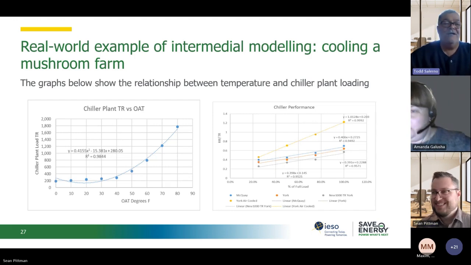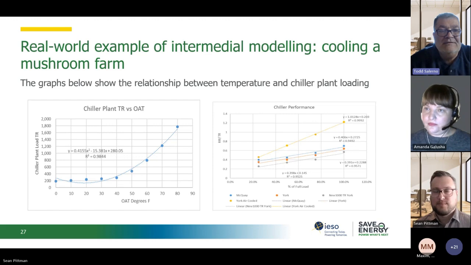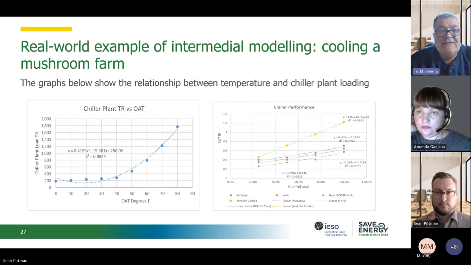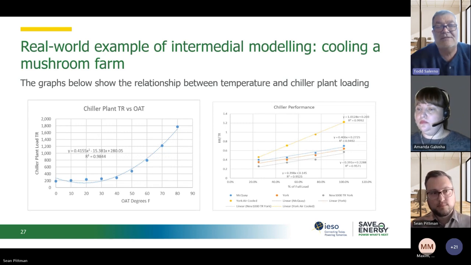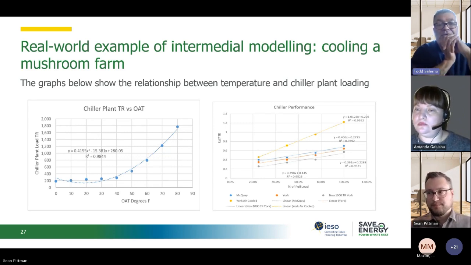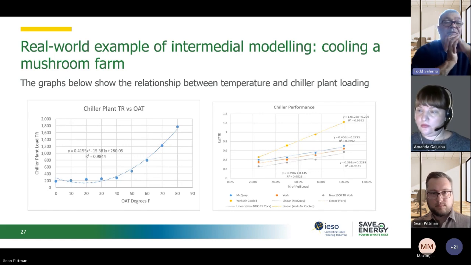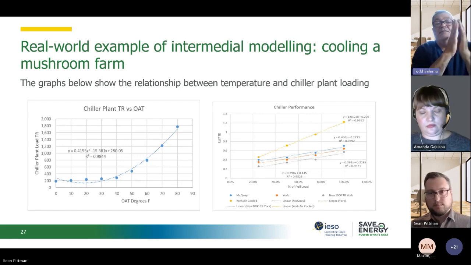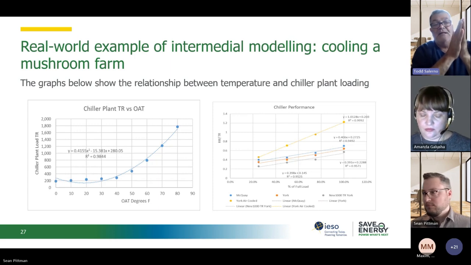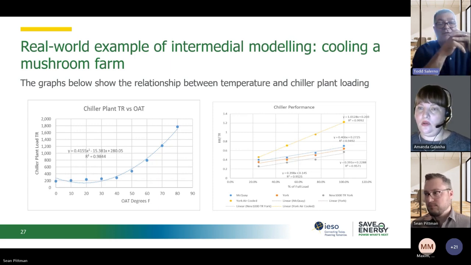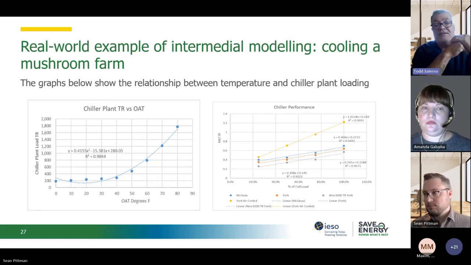Okay. This was a sample of a project where it was a mushroom farm, and they had two centrifugal chillers as well as two air-cooled scroll type chiller units, and we had a real conundrum because it was a very large system, so a large part of their energy usage was cooling.